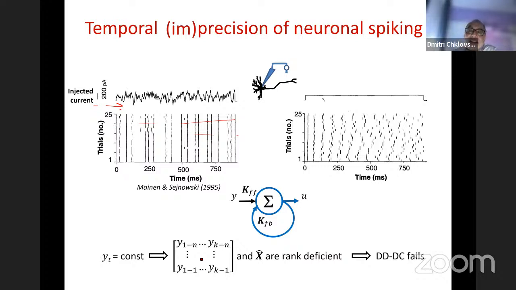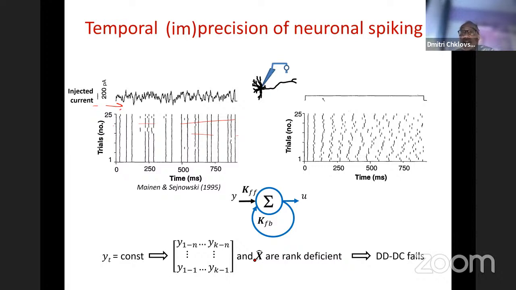Of course, in reality, what happens, there is a little uncontrolled noise that goes into the neuron. So the experimenter is trying to inject a constant current, of course, but there is a little noise on top of it. And the exact instantiation of that noise probably determines the exact timing. And then the question is, well, but why is the timing so sensitive to that little noise? It was not on the left, right? Well, again, the DDC framework explains it, because when you have noise, you cannot say X hat is rank deficient.